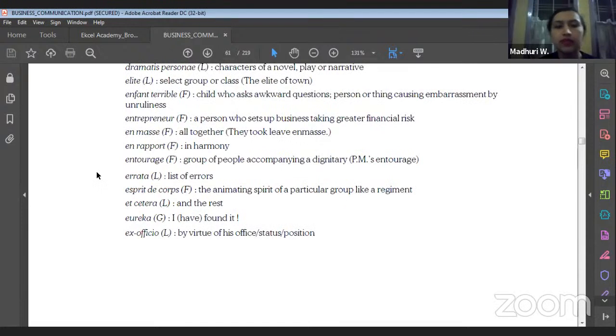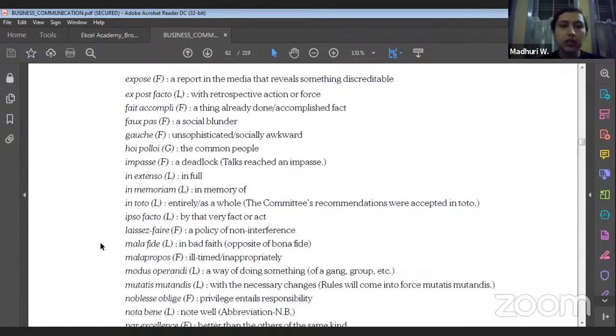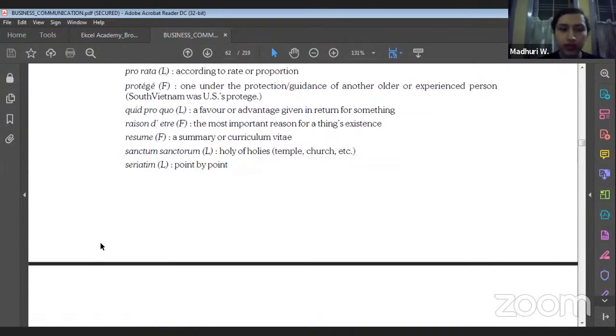Errata, for example, is a list of errors. Entourage is basically a group accompanying a dignitary, like the prime minister or the president. Eureka comes from Greek, which means I have found it. Ex officio means by virtue of his office, status, or position. Similarly, you have a lot of words here. I would suggest going through this as well.